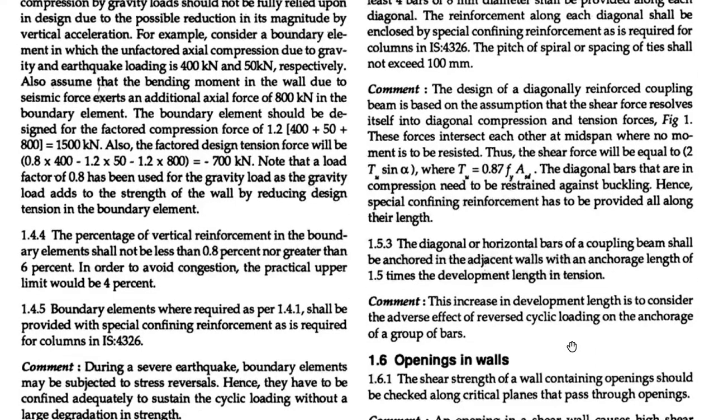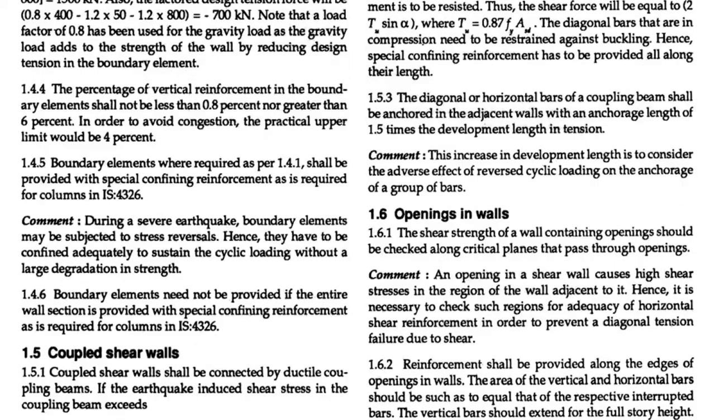The diagonal or horizontal bars of a coupling beam shall be anchored in the adjacent walls with an anchorage length of 1.5 times the development length in tension. That's all about coupled shear walls. The next section is openings in walls.